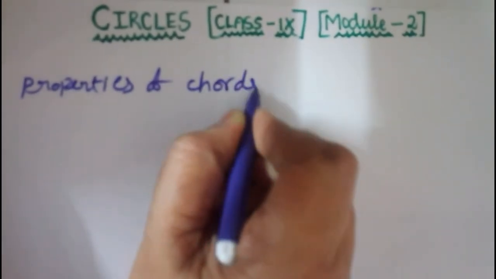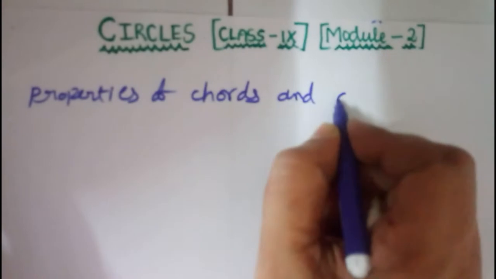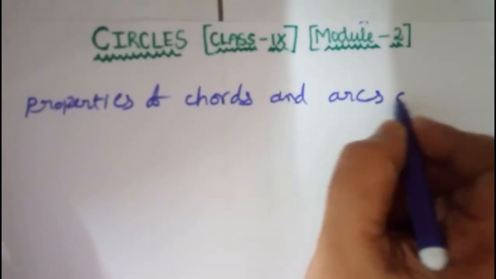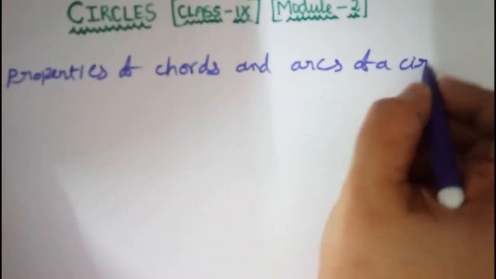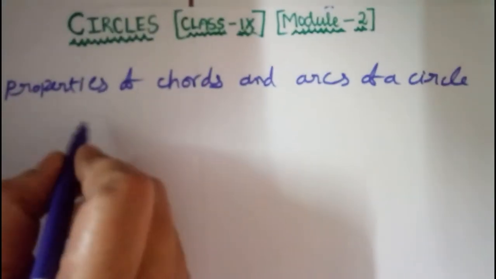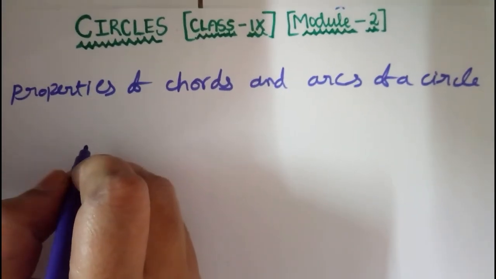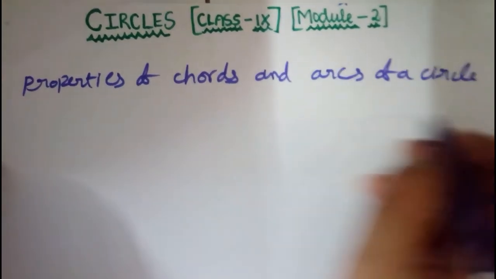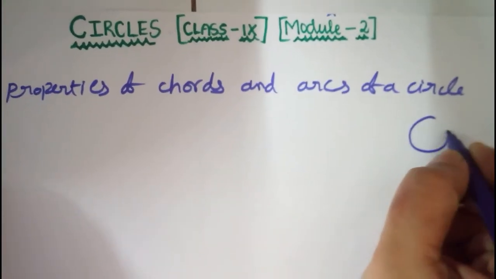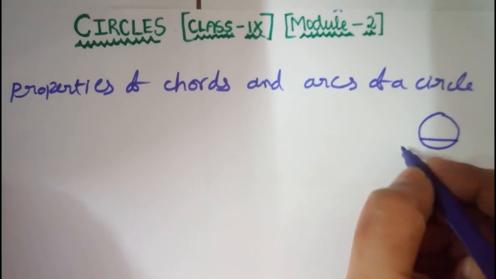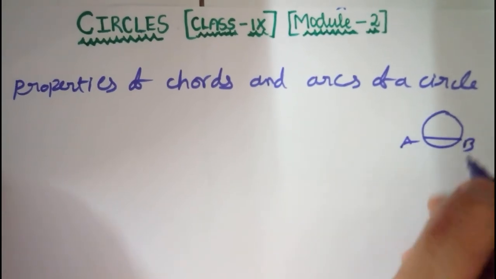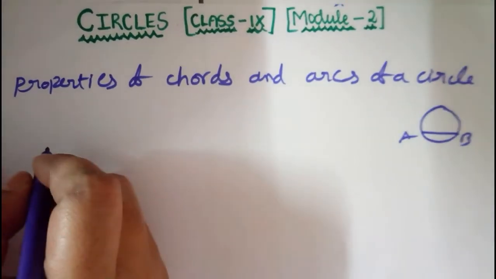Properties of chords and arcs of a circle. So what is a chord? In previous class we discussed that a line segment joining any 2 points of circle is called chord. Here AB is a chord. Now what is the first property?